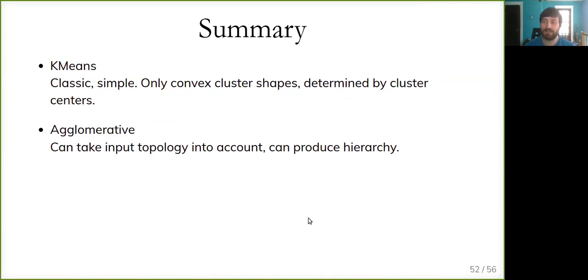Agglomerative can take the input topology into account, and if you have some particular topology, they can be very fast. They are also nice because they produce a hierarchy of clusterings, and you can look at the dendrogram to look at the hierarchical structure of clusters.